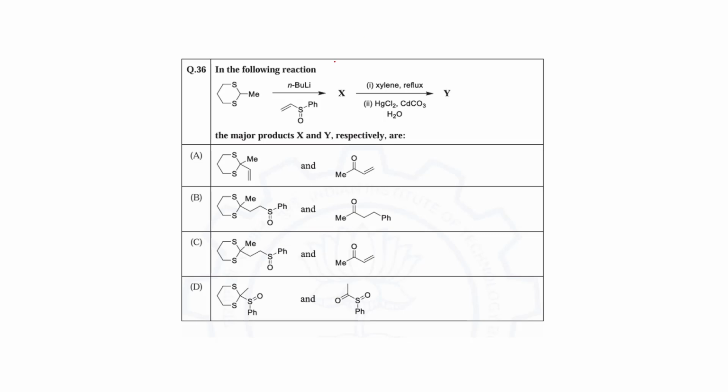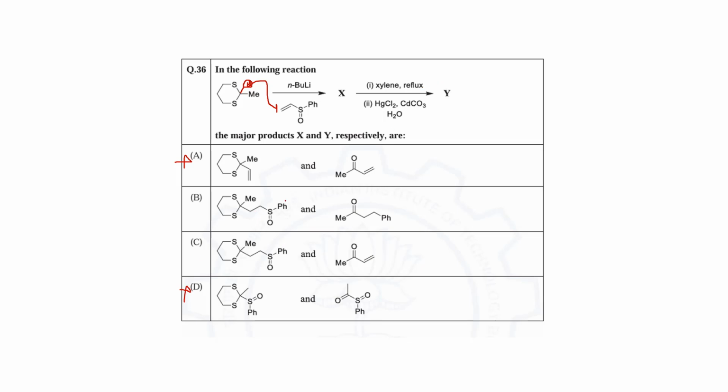This is another question. If you add butyl lithium, at this position there is a proton. This proton will be abstracted, so a negative charge will be generated here, and it will attack this beta position and form this as our product. So for A, both the options are correct. For B, this is our product. So X will be this.